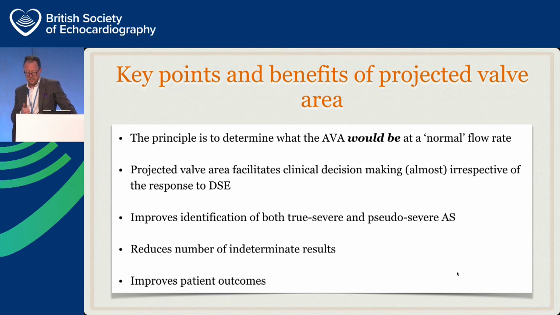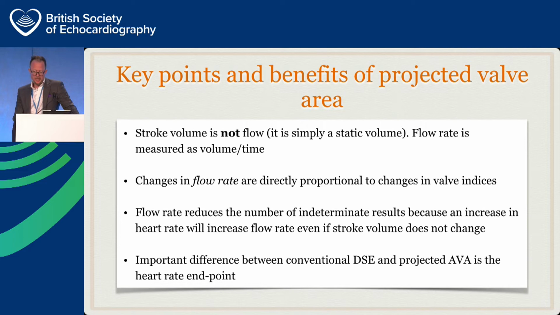The idea is, and it seems to improve the identification of the patients that are truly severe or not severe, and it reduces the number of indeterminate results, and it probably gets people to survive longer. We've mentioned this again: stroke volume is not flow, it's just a static volume. We're talking about flow per time, so flow over seconds. That's flow rate. That's much, much more useful, and that's the principle of this flow area.